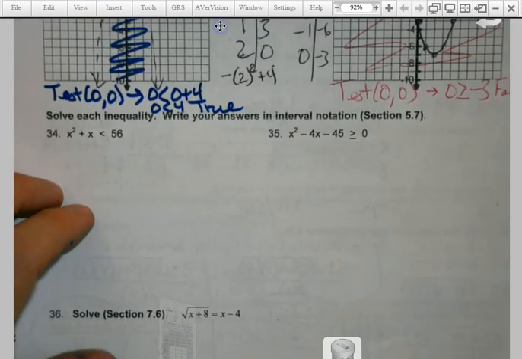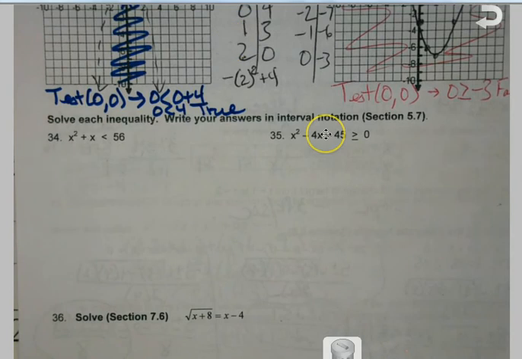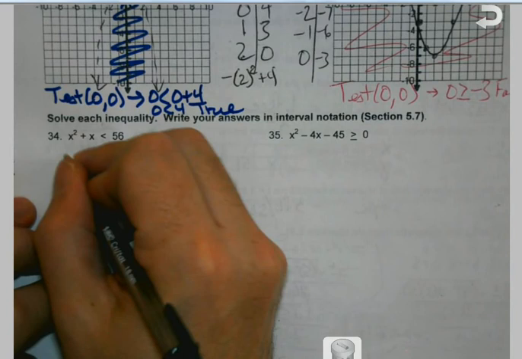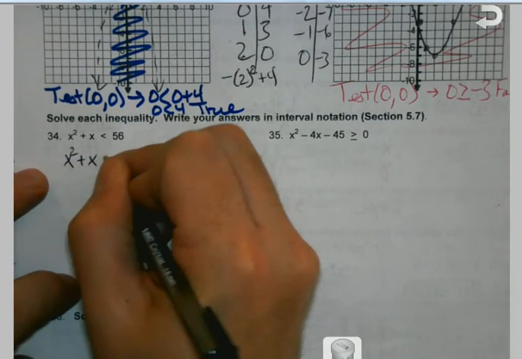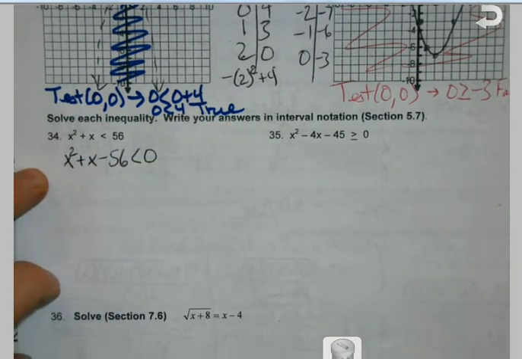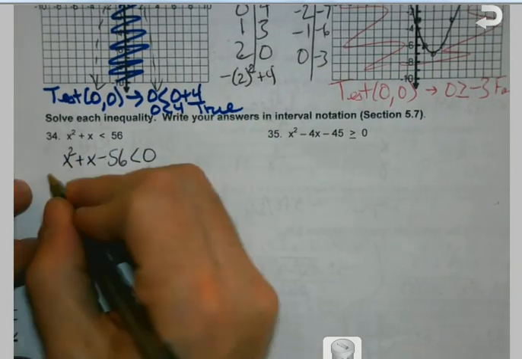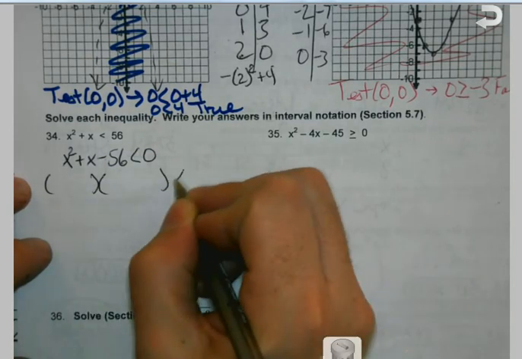a little more solving here at the bottom. Hold on for just 1 second. Solve, write your answers in interval notation. Everybody wants to hang out with x. Once we get that, we got to factor it.